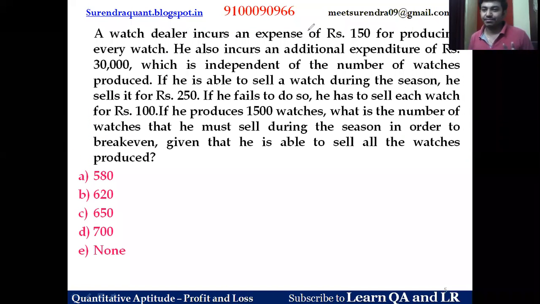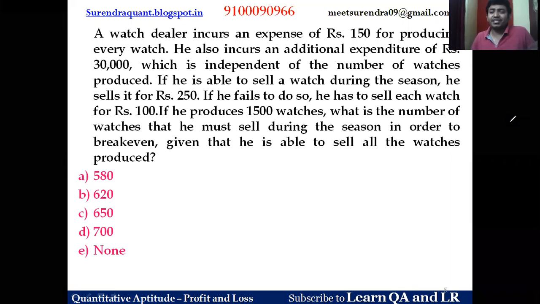A very lengthy question. Be careful. Lengthy questions are a little easy, but one or two extra steps may be there. A watch dealer incurs an expense of 150 rupees for producing every watch. He also incurs an additional expenditure of 30,000, which is independent of the number of watches produced. Something like labor charges or some initial investment will be there, right? Some rents, something like that. So 30,000 fixed every month.